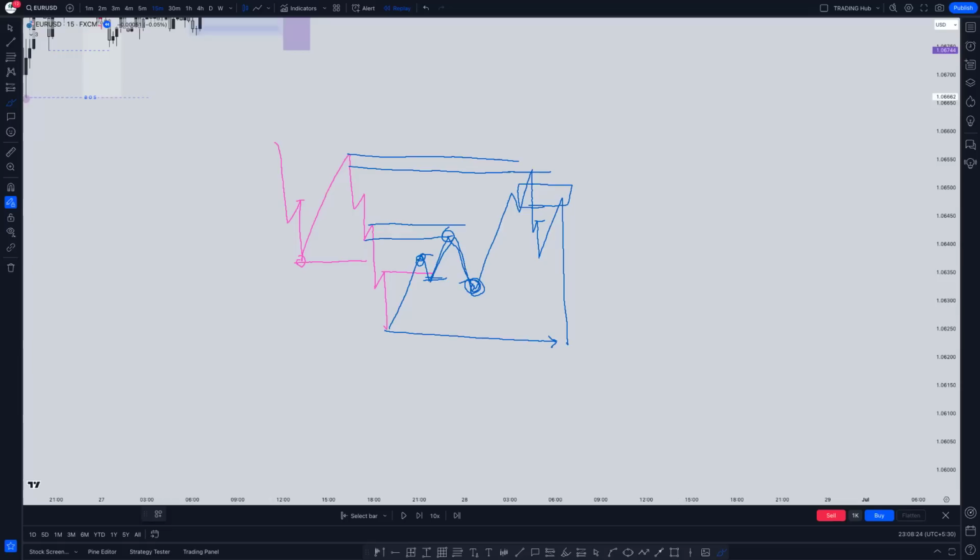So is imbalance necessary in the high time frame or not? Imbalance is necessary only while you are marking the order block.